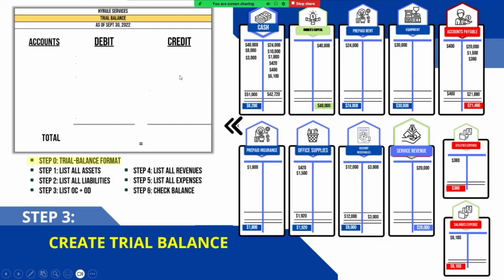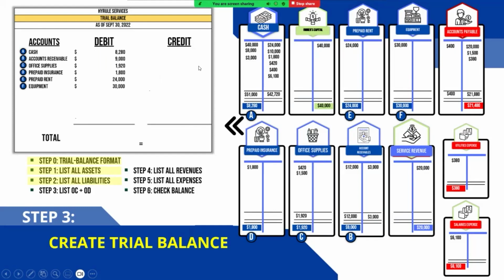Next step would be we will list all our assets. So cash of 8,280, AR of 9,000, office supplies of 1,920, prepaid insurance of 1,800, prepaid rent of 24,000, equipment of 30,000. So that's the first step in your trial balance.